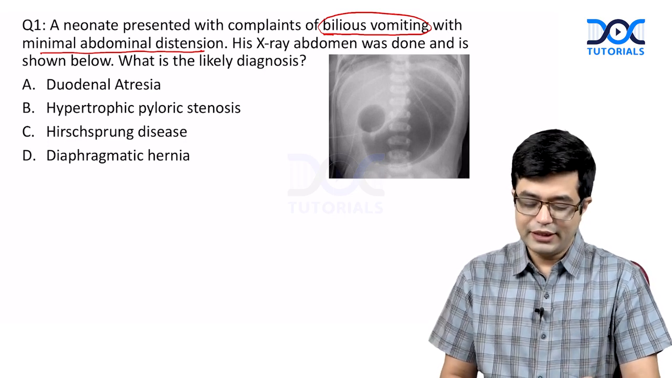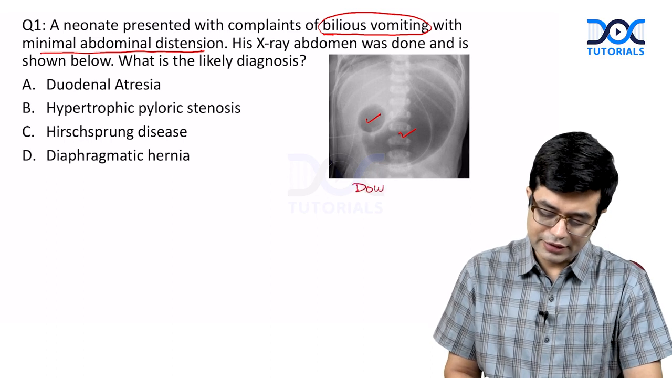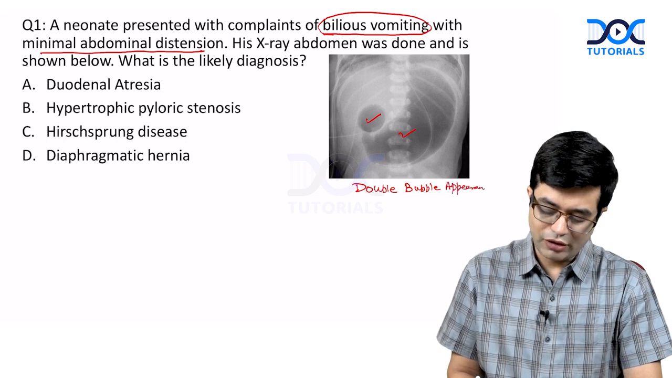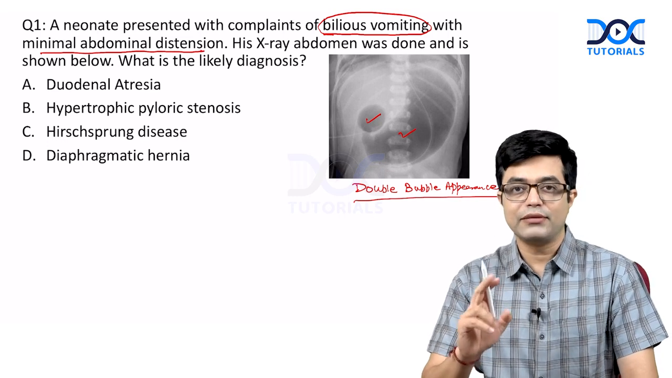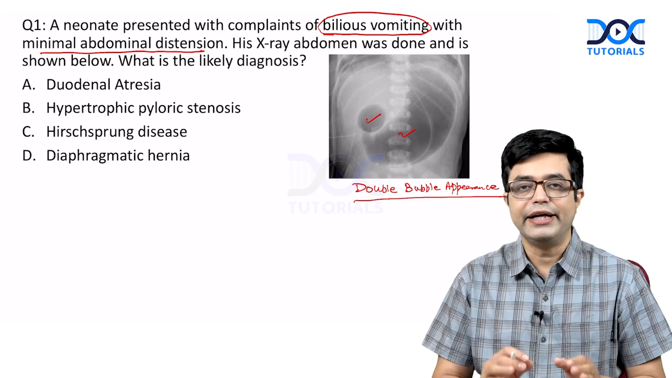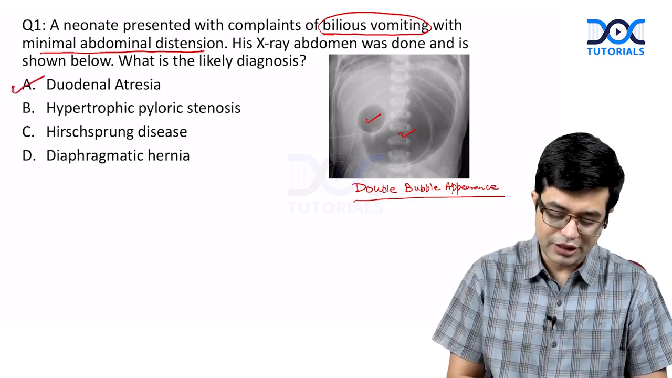As you can see, there are two bubbles seen here. One is the stomach bubble and one is the proximal duodenal bubble. This is the so-called double bubble appearance. It's a very frequently discussed question in most of the discussions that we had online as well as offline. The most common cause of double bubble appearance in a newborn is always duodenal atresia. Atresia means absence of lumen formation. The answer here is duodenal atresia.